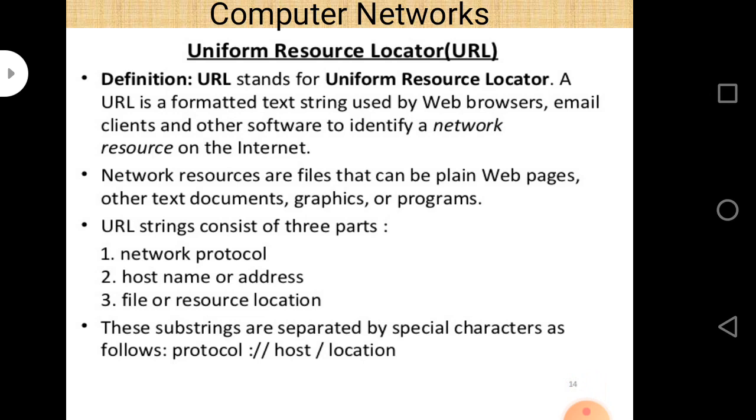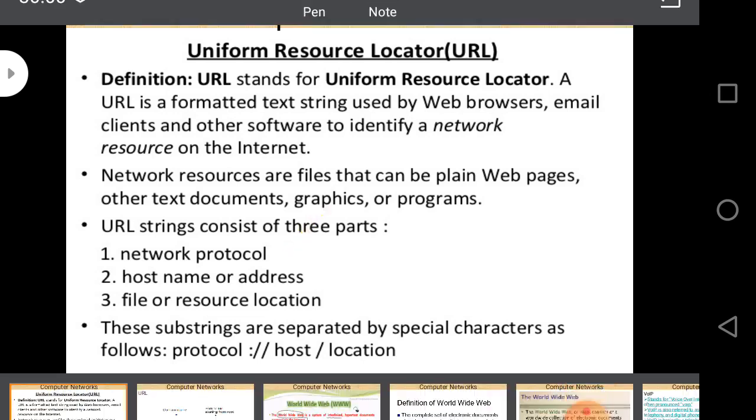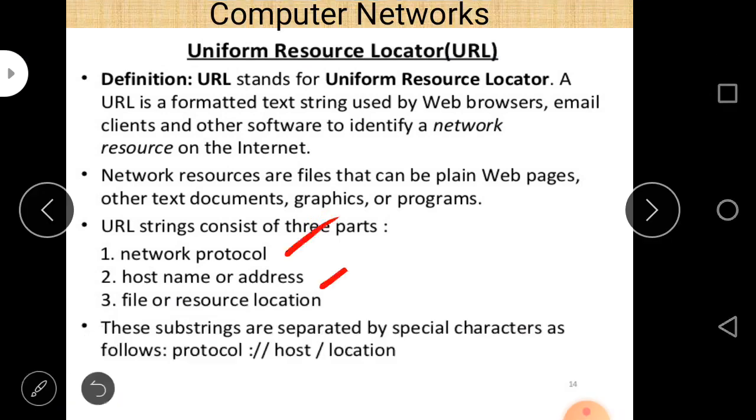A URL string consists of three parts. This is very important: network protocol, host name or address, and file or resource location. So this is the syntax of a URL. You can easily see that these substrings are separated by special characters as follows: protocol, then host, and then location. Protocol, host, and location.